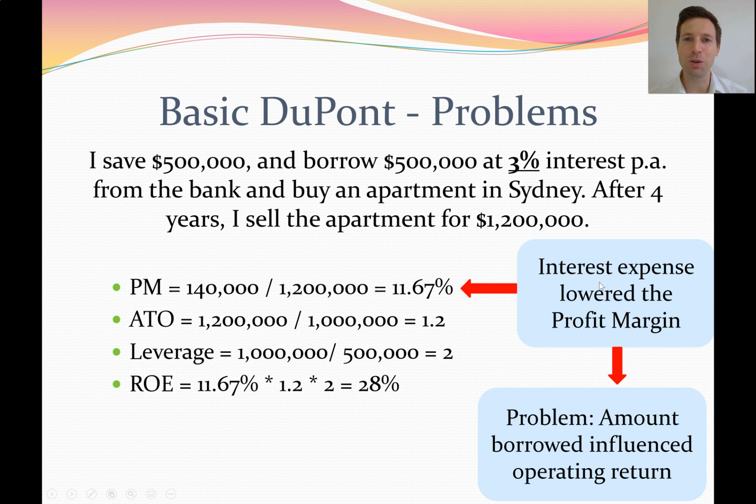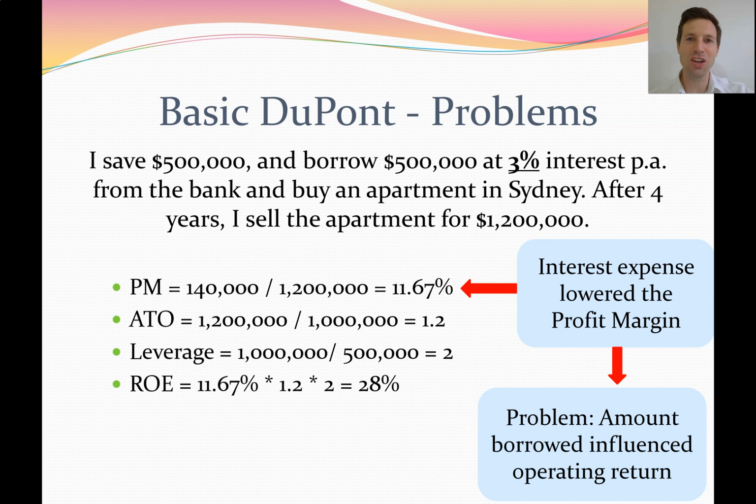So the problem is, I consider the buying and selling of the apartment here as my business, as my operational transaction. However, my financing decision, the fact that I went and borrowed money, actually lowered my profit margin as well. It also changed my leverage and influenced my return on equity as well.